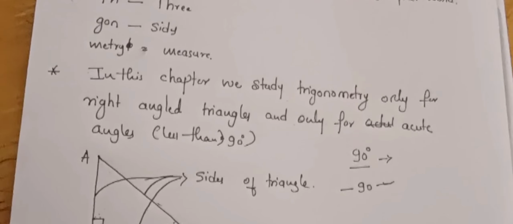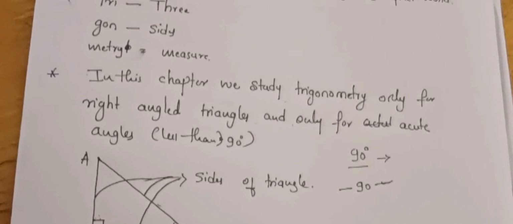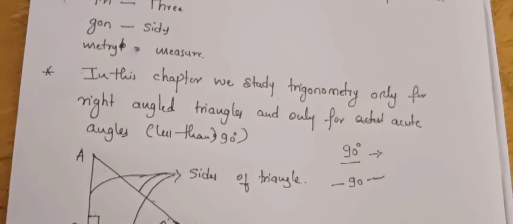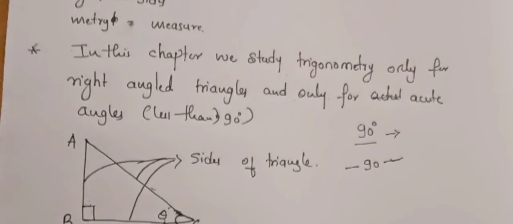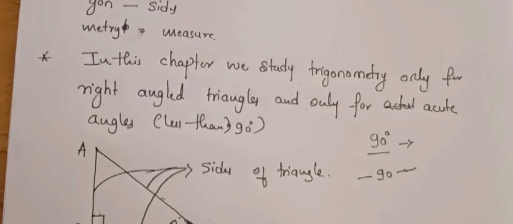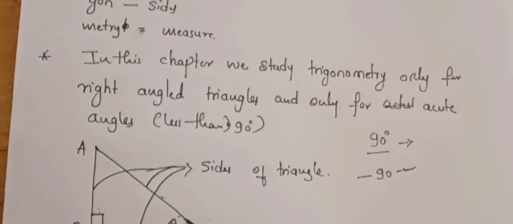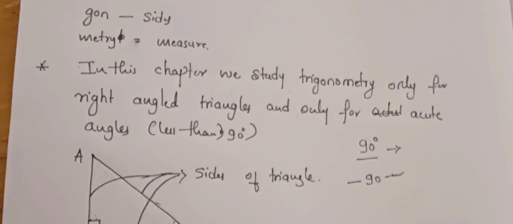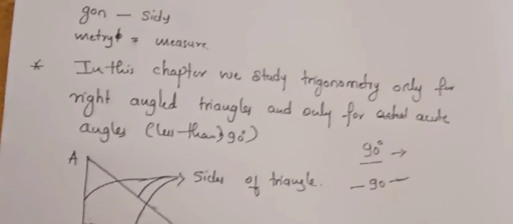We can also write it as B is equal to 90 degrees. So for this reason we call it a right angle triangle. Similarly, another thing we have is the angle theta, that is C is equal to theta. It's very important. We have to find the theta all the time.